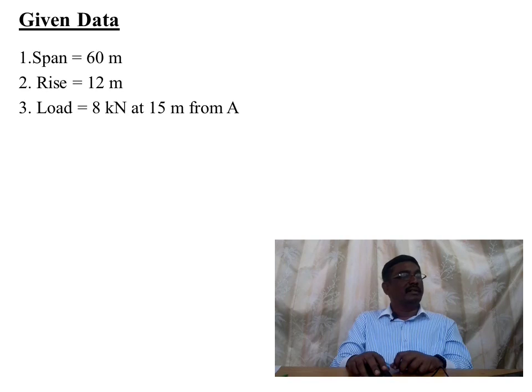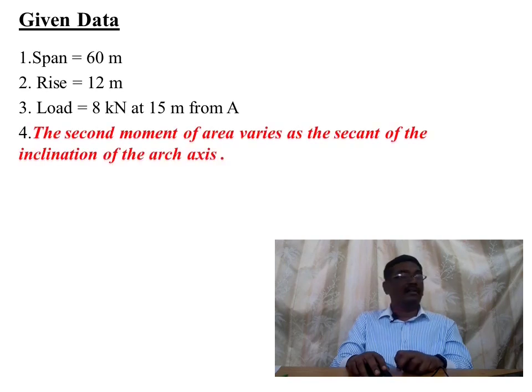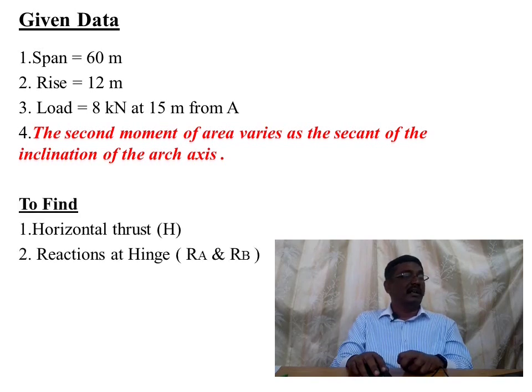And fourth is the given condition: second moment of area varies as the secant of the inclination of the arch axis. That has to be also included in the data. That shows we have understood the problem, that is, moment has been taken along the arch axis. And we have to find out the following things. Number one, horizontal thrust. Number two, the reactions at the hinges RA and RB. Number three, net bending moment at section X.